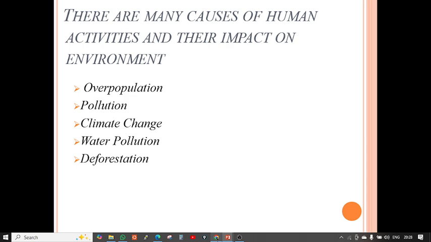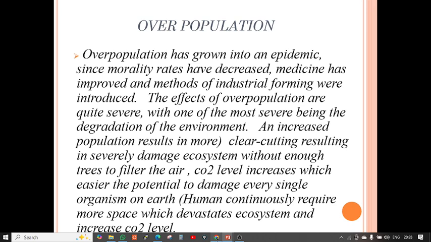And deforestation, obviously, is the cutting down of trees. Our population has grown like an epidemic since mortality rates have decreased and medicine has improved. So what is the reason for overpopulation? Mortality rates have decreased due to increased scientific research, healthcare, and medicine. We improved those methods, and due to that people are not dying of these kinds of diseases.